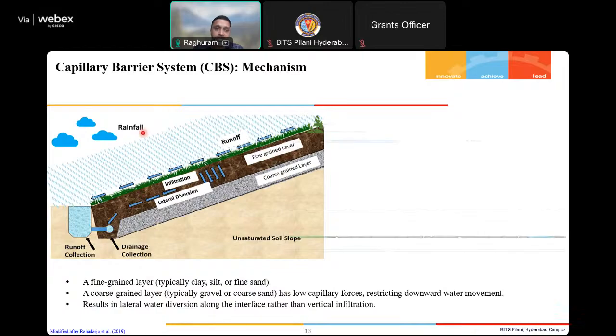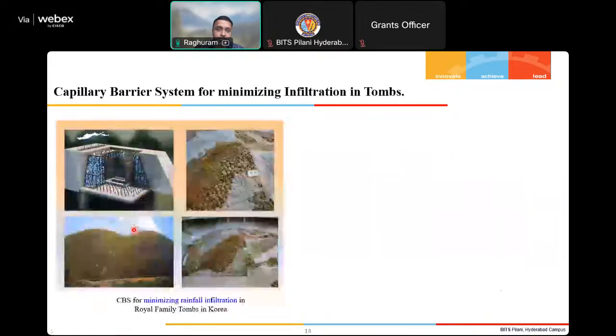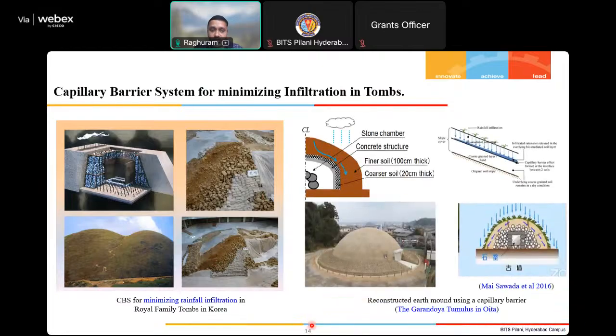So here, when there is rainfall, most of the rainfall will go as runoff and it will be collected at a collector drain. Because fine grain soil has a very low permeability, it will not allow the water to penetrate easily into the soil. Alternatively, we have coarse grain soil, so even if some water percolates, it will go to the discharge units there. Yes, some countries have already used this technique, in Korea and Japan, in Oita, where they want to preserve some historical structures with these CBS techniques, where they have provided alternate layers of coarse grain soils and fine grain soils.